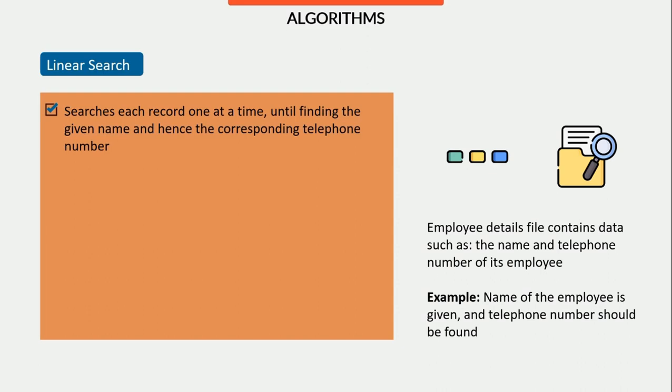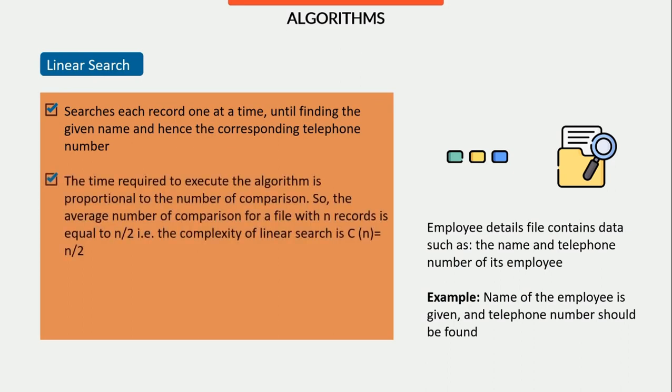The time required to execute this mechanism or this algorithm, where we are comparing each record with the one which we want to search, will take some time, and it will be proportional to the number of comparisons. So the average number of comparisons for a file with n records will be equal to n by 2. That is the complexity of linear search. So the algorithm's complexity using linear search will be n by 2. C of n is equal to n by 2. This is a representation technique.